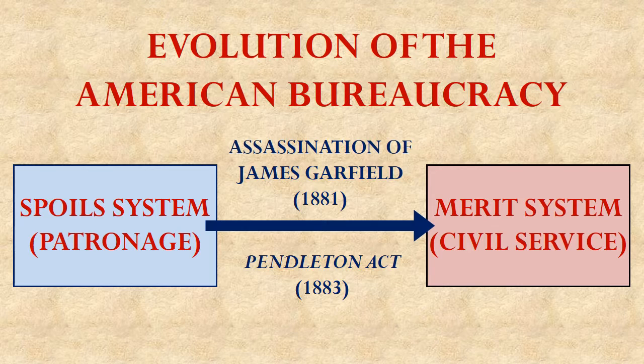Now, the government's grown so big in our country's history that the president couldn't have continued to do it entirely through the spoils system, even if he wanted to. But it doesn't matter because the spoils system has been eliminated with the Pendleton Act of 1883 in response to the assassination of James Garfield.